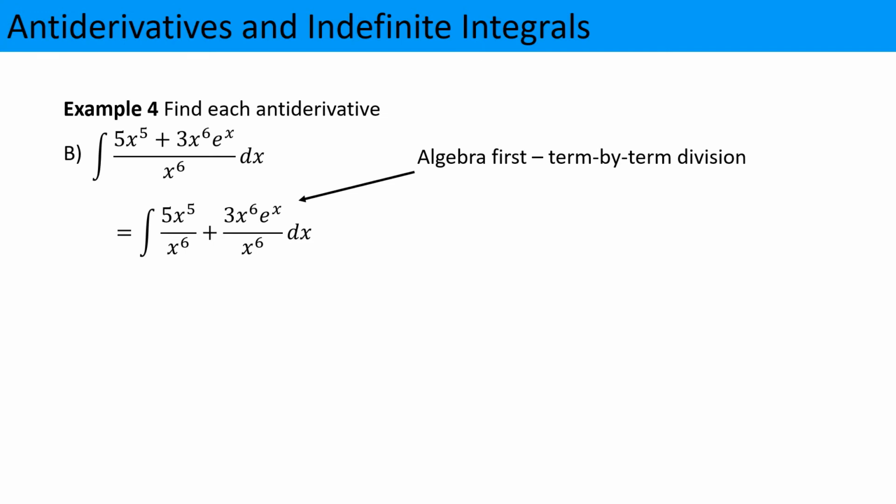Now we can cancel some terms. The x to the fifth and the x to the sixth will leave one x in the denominator. That's for the first term. And for the second one, the x to the sixth in the numerator and the denominator cancel. Now let's write the simplified version, which will give us the integral of 5 over x plus 3e to the x dx. Let's integrate. We would get 5 times the integral of 1 over x is ln of x plus 3 times the integral of e to the x is just e to the x plus the constant.